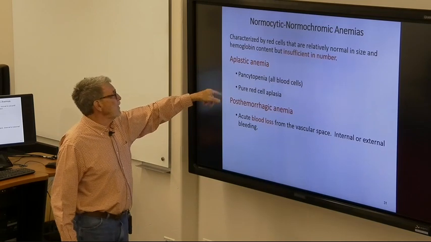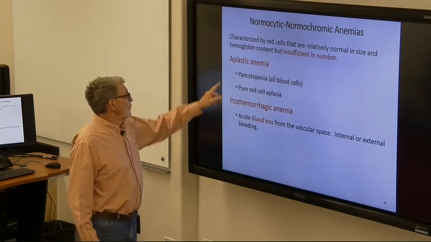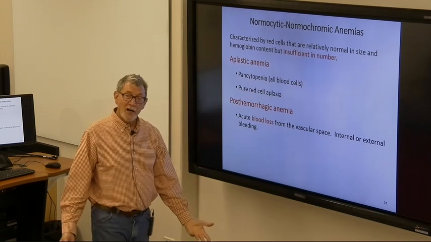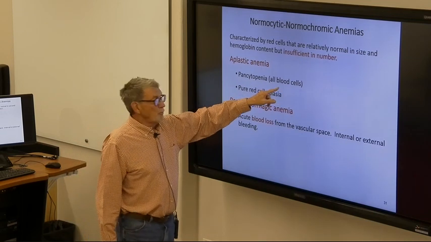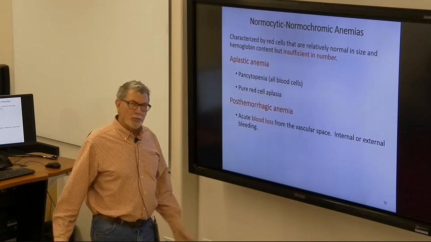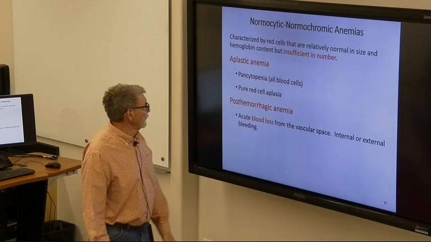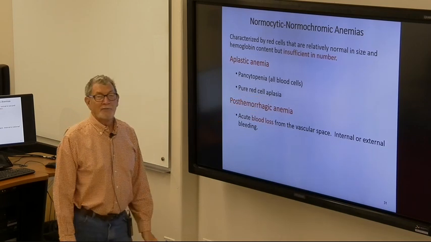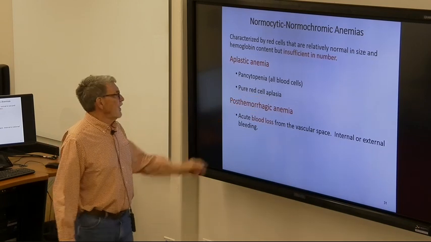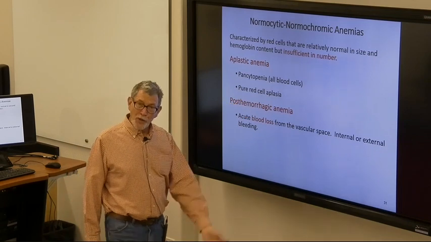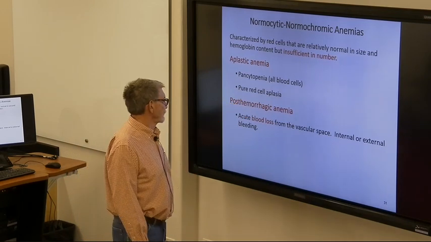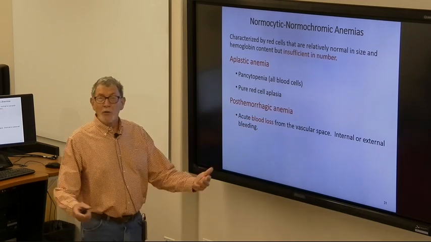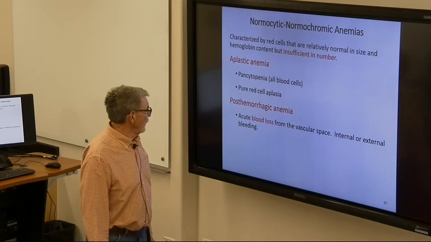Aplastic anemia means you're not making them. Pancytopenia, the term for not enough. Your bone marrow isn't making enough of any kind of blood cells. Or maybe you're just not making enough red blood cells. Maybe your kidneys aren't making enough erythropoietin. Post-hemorrhagic anemia, you bleed half your blood out, you don't have enough blood. So that's an easy one.